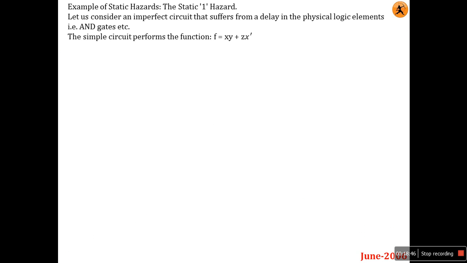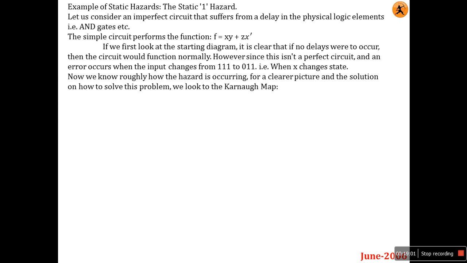For example, the given is the static 1 hazard. Let us consider an imperfect circuit that suffers from a delay in the physical logic element AND gates. Then given is f equals xy plus zx dash. If you first look at the starting diagram, it is clear that there is no delay. If no delay were to occur, then the circuit would function normally. However, since this is not a perfect circuit, an error occurs in the input.